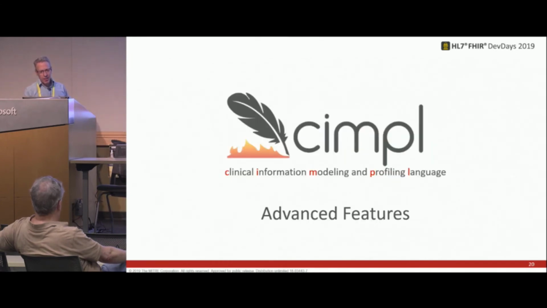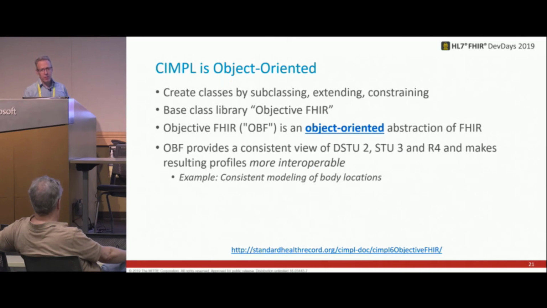So that's a little bit about CIMPL, but there's some advanced features as well. So I mentioned that CIMPL is object-oriented. You create your model classes by extending, subclassing other classes that exist. So you can create your own, or you can use things in a library that we provide to subclass off of. The base library we call Objective FHIR because it is an object-oriented view of FHIR. It's a topic unto itself.